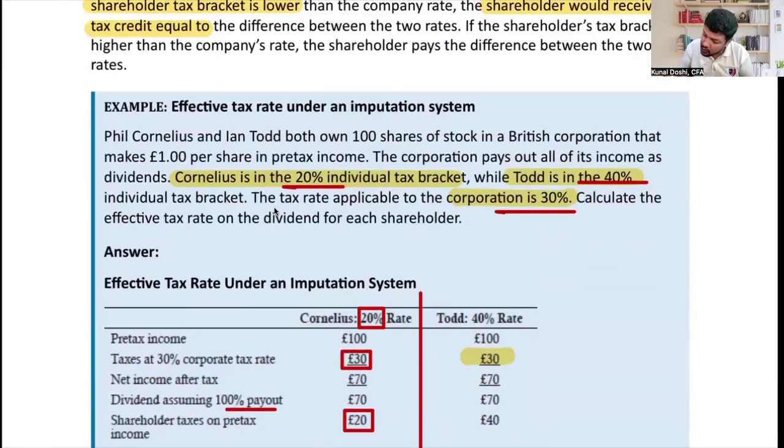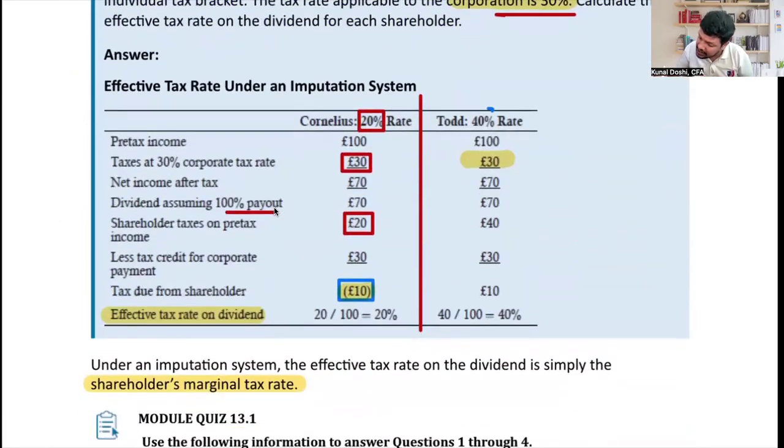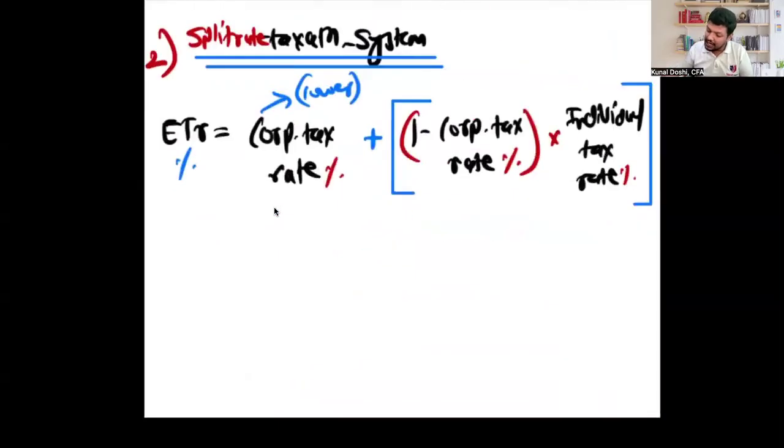Similarly, if the shareholder was under a higher tax bracket of 40, but the company paid only 30, the additional 10 will be paid by him, making sure that his effective tax rate is the same as his marginal tax rate.